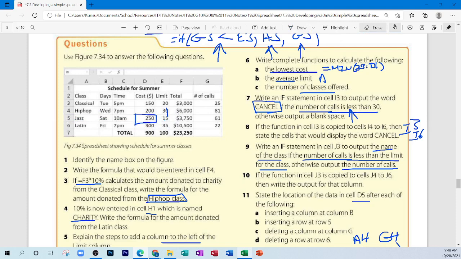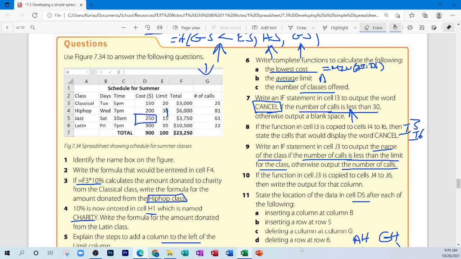Now the next part, if we deleted a column at G, we deleted this column here, what would be the location of D5? It will remain in D5. Good. It's going to remain in D5 because when you delete a column, information gets shifted to the left. But this column here is not on the left hand side of cell D5, it's on the right hand side. So it's only going to affect this side here. It won't affect anything on this side here.